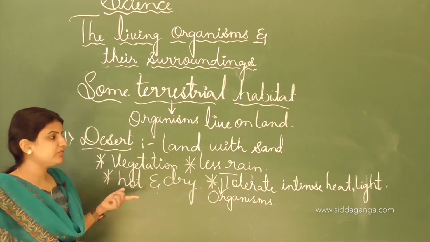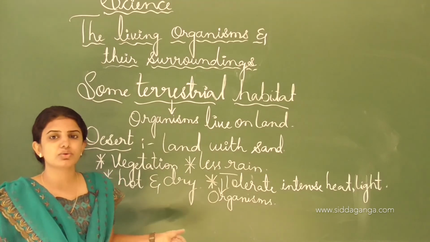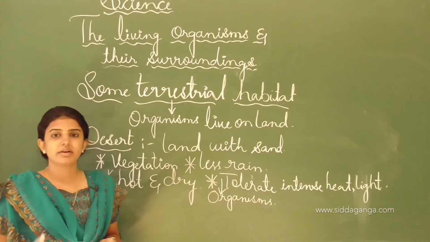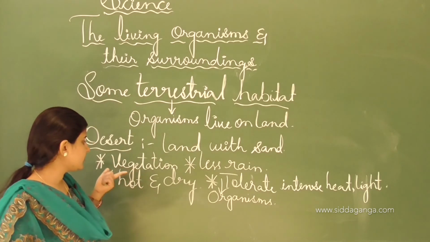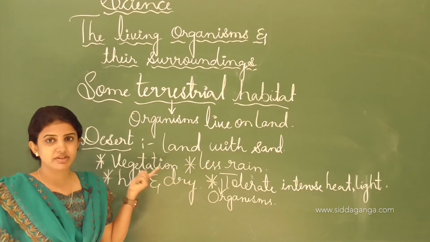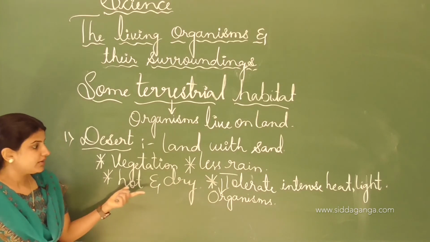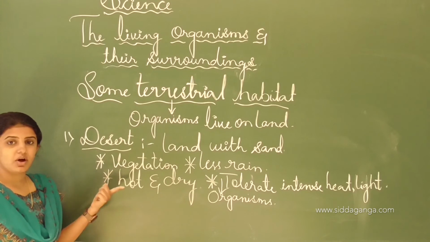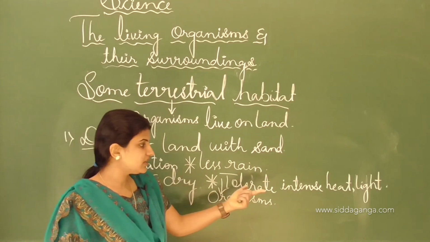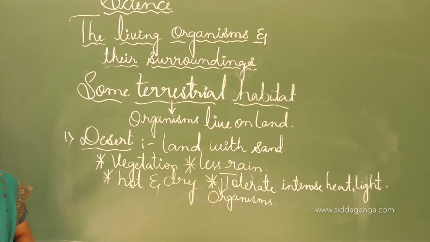See, in the desert it is a land with sand, wherever we see the land, in that land the sand will be present, and all around the desert region there is very much sand, and sometimes there is little vegetation, and in some areas in the desert we can't see the growing of plants, and there will be less rain, and due to the less rain the climate will be hot and also dry, and the organisms present in the desert region will tolerate the intense heat, light and the climatic condition in such an area like a desert. Then adaptation in plants in the desert condition.